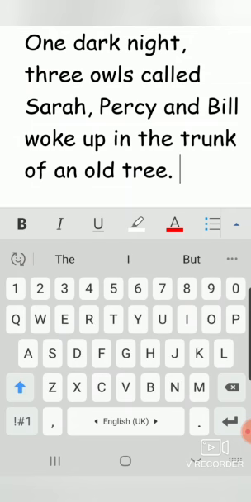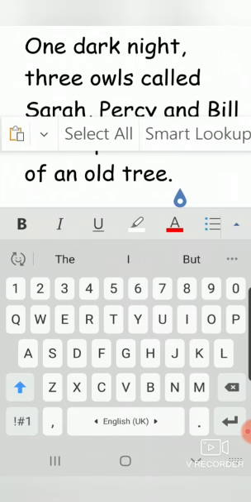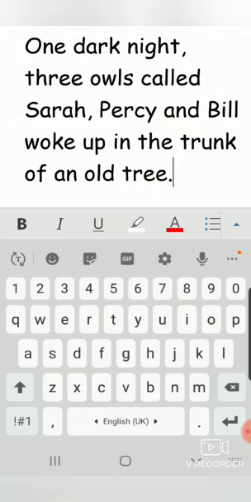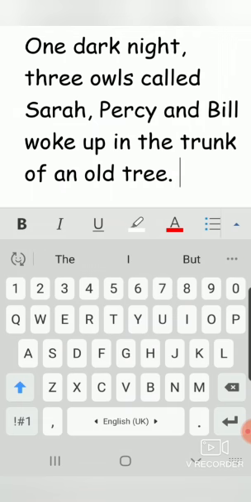Okay, so let's check my sentence so far. Let's read it together. One dark night, three owls called Sarah, Percy, and Bill woke up in the trunk of an old tree. Can you check it for me? Have I used a capital letter at the beginning of the sentence? Yes. Have I used a full stop at the end? Yes. Have I used finger spaces between the words? And have I used some adjectives? Yes. Dark night and old tree. Okay, next sentence.